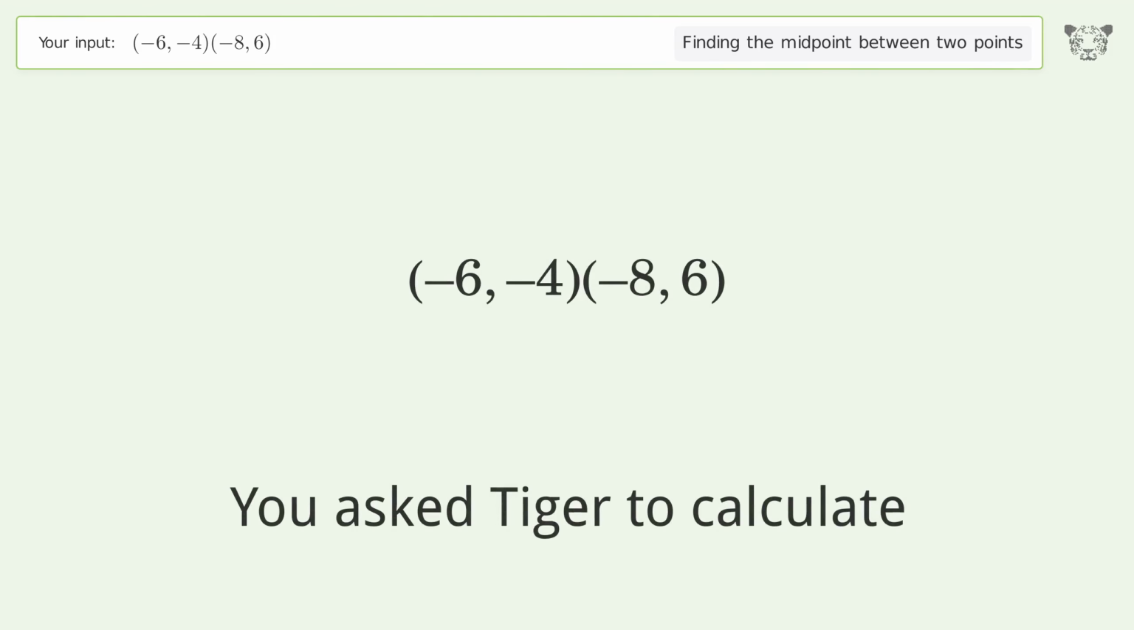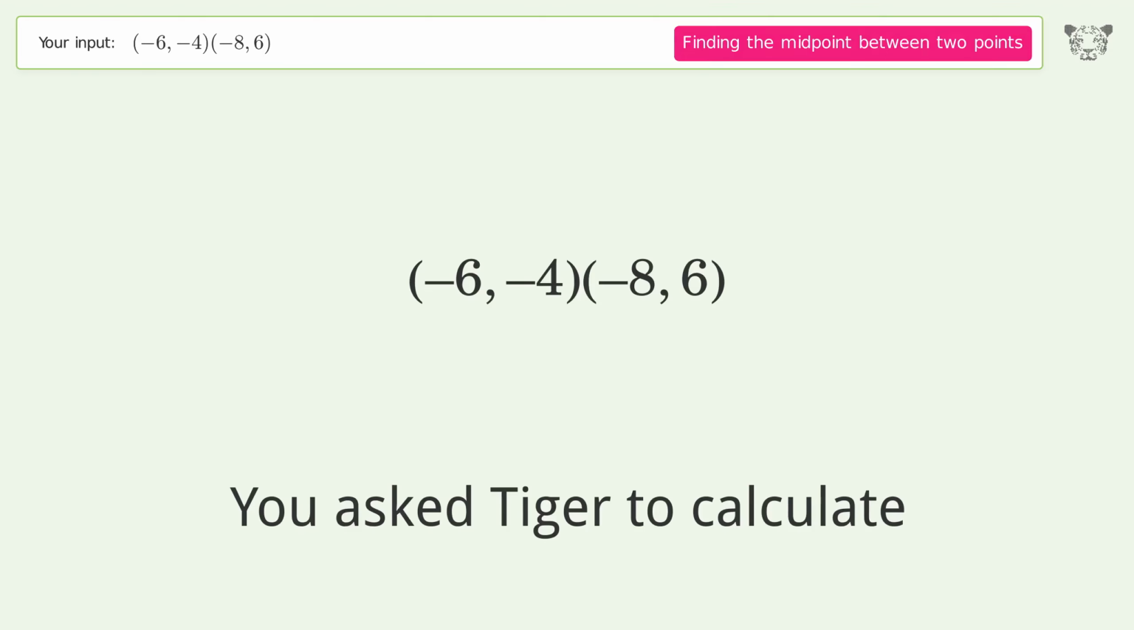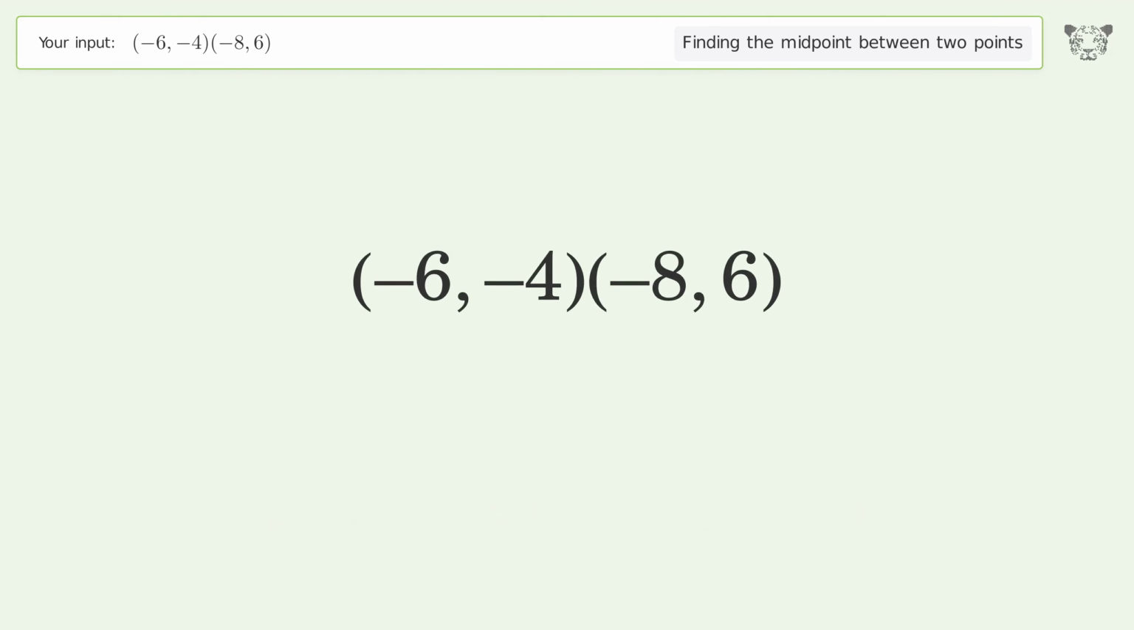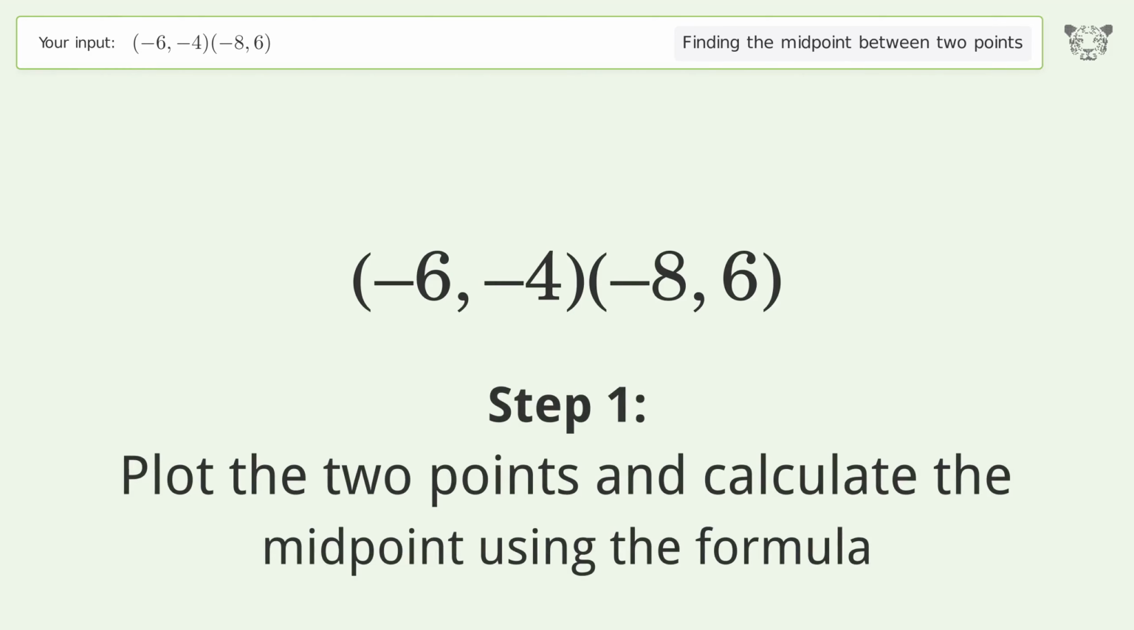You ask Tiger to calculate. This deals with finding the midpoint between 2 points. The midpoint between the 2 points is -7, 1. Let's solve it step by step. Plot the 2 points and calculate the midpoint using the formula.